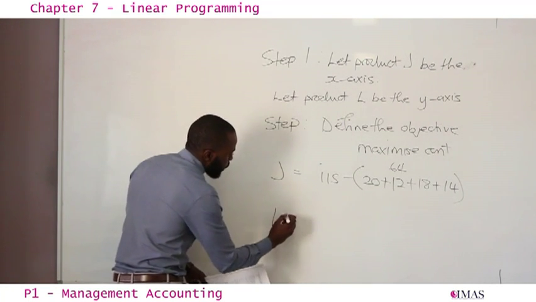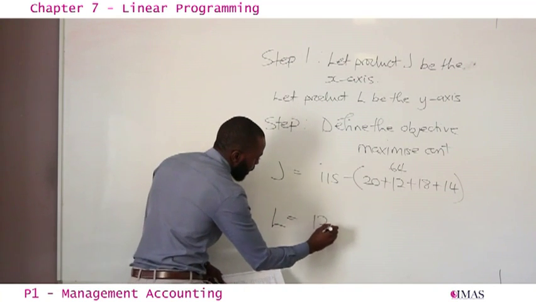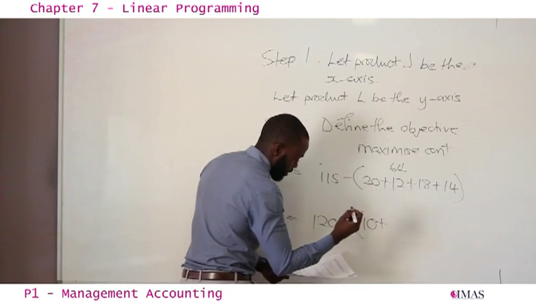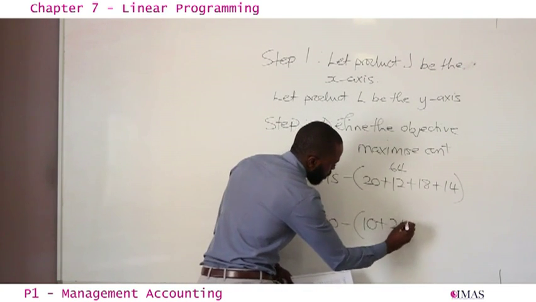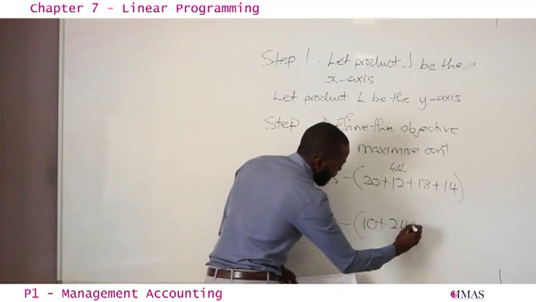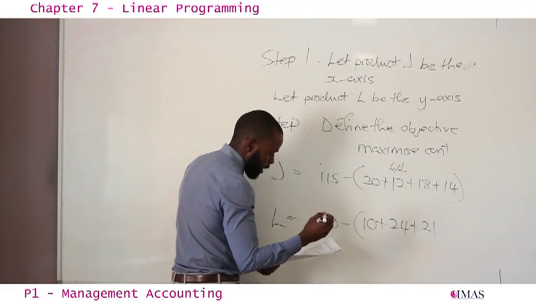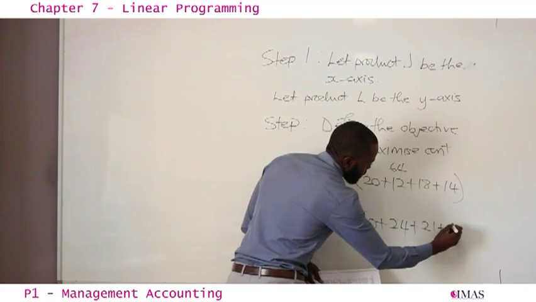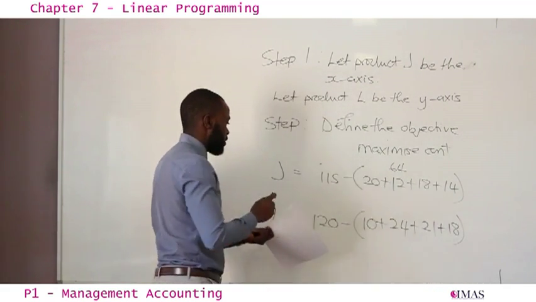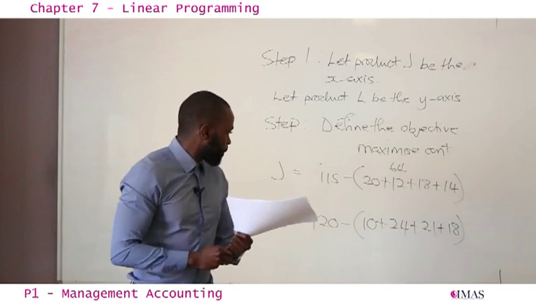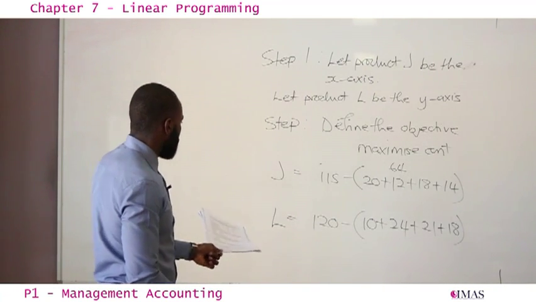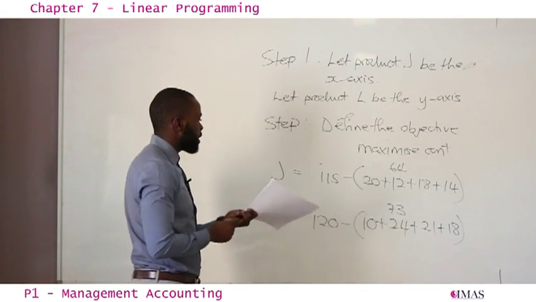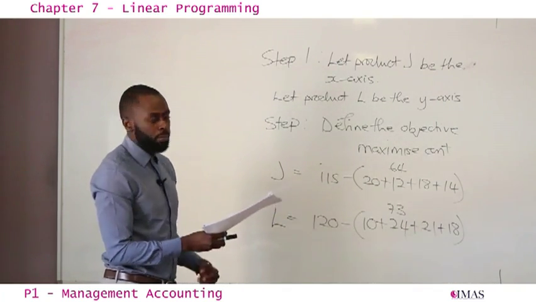Then we do the same thing for L. For L, the selling price is 120 minus the variable cost, which is 10 plus 24, which is 34, plus 21, which is 55, plus 18, which gives you 73. So we take 120 minus 73. That's how we get our contribution per unit.